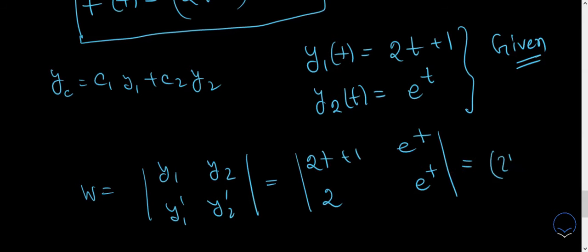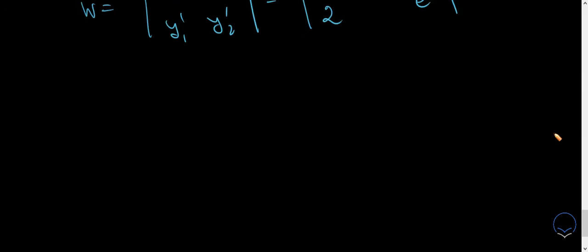(2t minus 1) e to the power t. This is the Wronskian. Now we want to solve for u1 and u2.